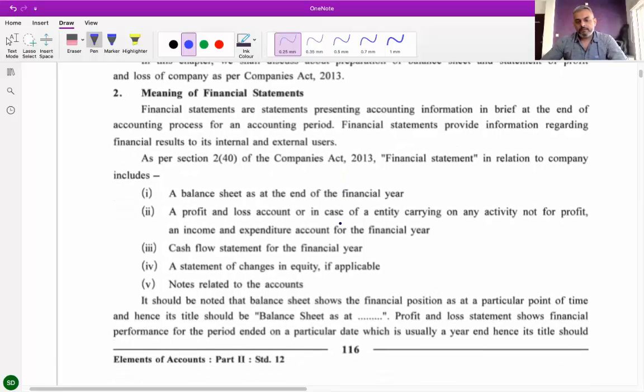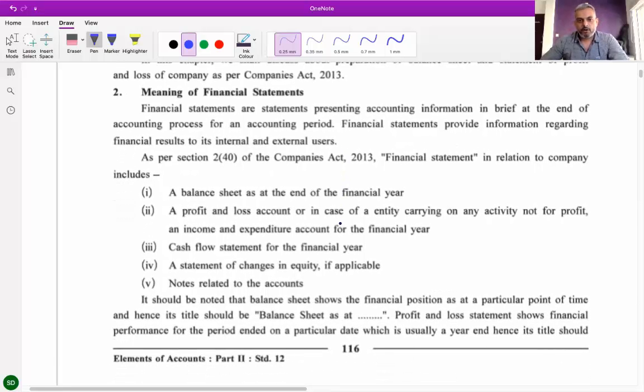Now, come to this point, meaning of financial statement. What exactly are the financial statements we need to understand? Financial statements are statements presenting accounting information in brief at the end of the accounting process for an accounting period. Financial statements provide information regarding financial results to its internal and external users.